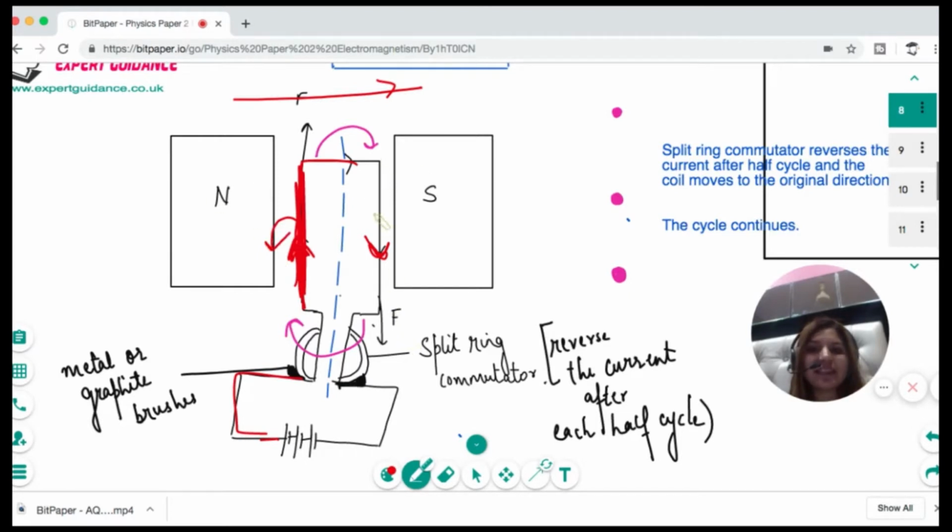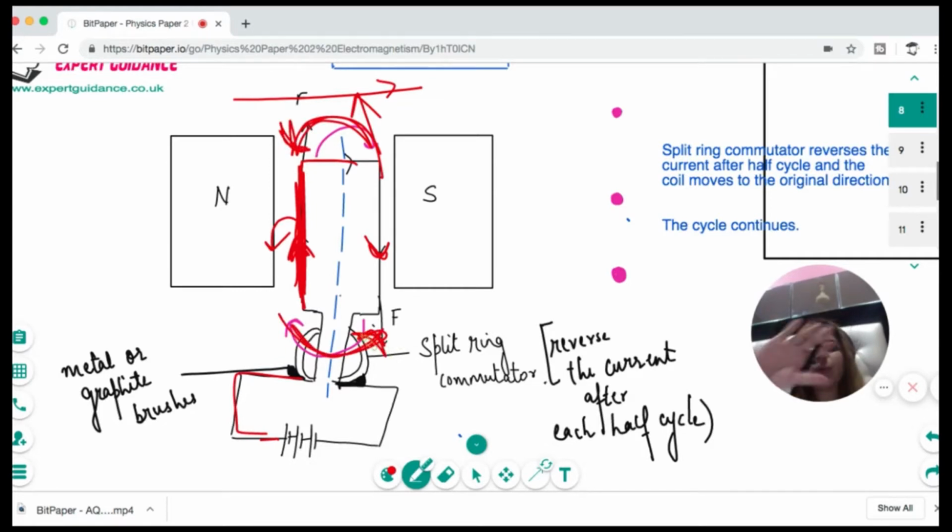Let's see Fleming's left-hand rule on the other part of the coil. On this part, my current, that is the center finger, is downwards. The magnetic field is left to right, so my thumb is pointing upwards. So this part is going upwards. As a result, the coil of my motor will flip from here to here and here to here.